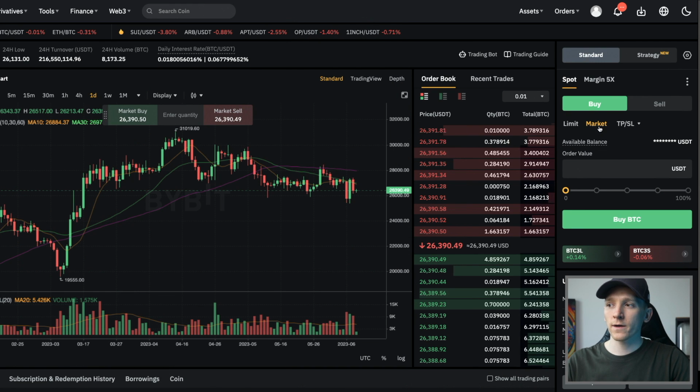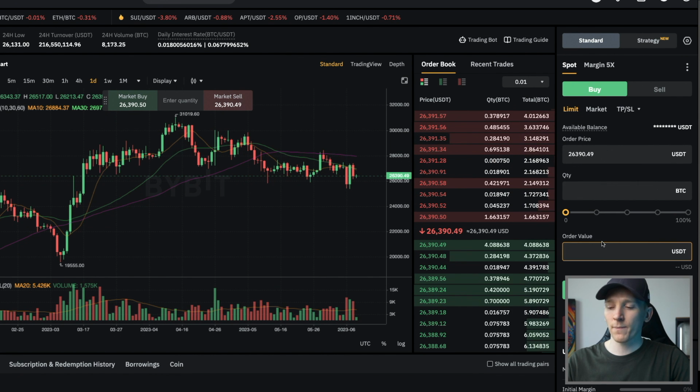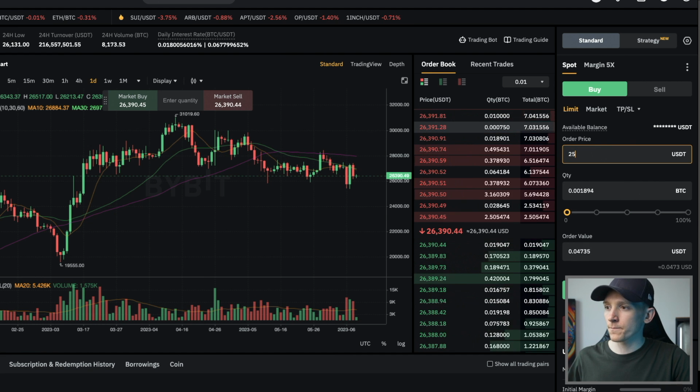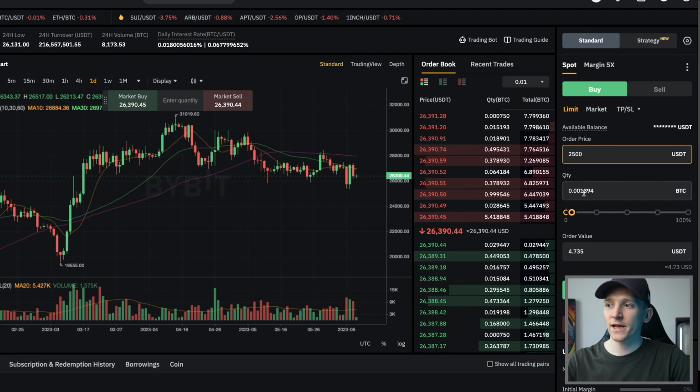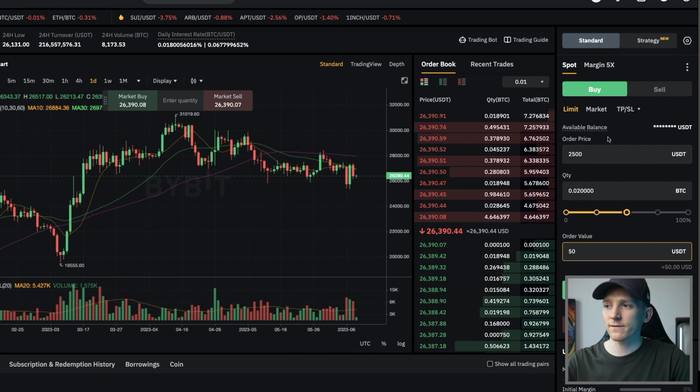Many people will, though, use limit orders, which give you a little bit more control over the price that you pay. Market order into limit order, we now have an order price that we can set. So the amount of value that I want to spend is $50. That works out at 0.001894 BTC at this price. If I change this price, though, the calculation changes a little bit because what I'm doing is setting both a price and an amount that I want to trade.